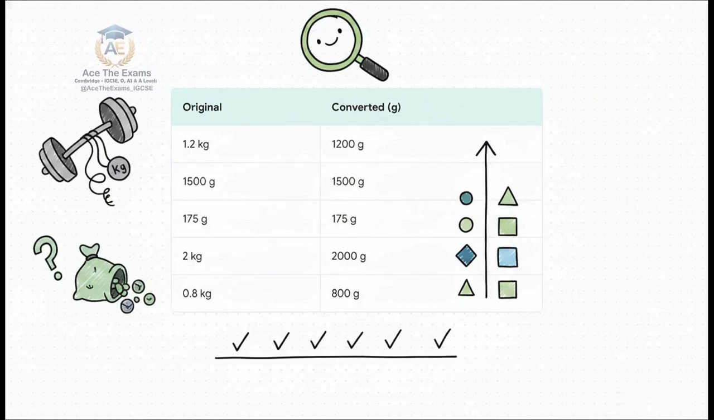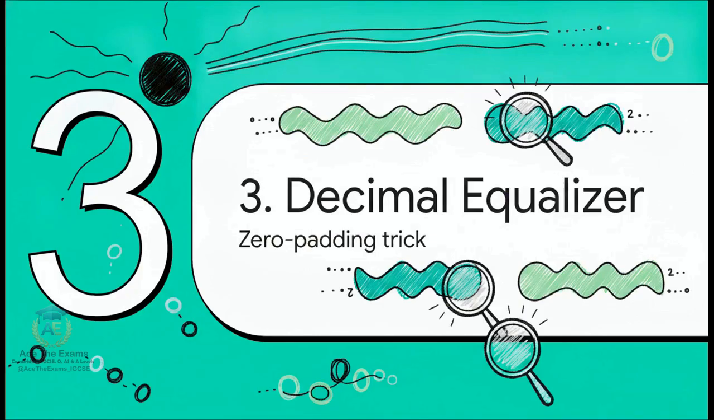But remember step 3. Your final answer line on the exam paper must read 175 gram, 0.8 kilogram, 1.2 kilogram, 1,500 gram, 2 kilogram. You've got to give it back to them the way they gave it to you.